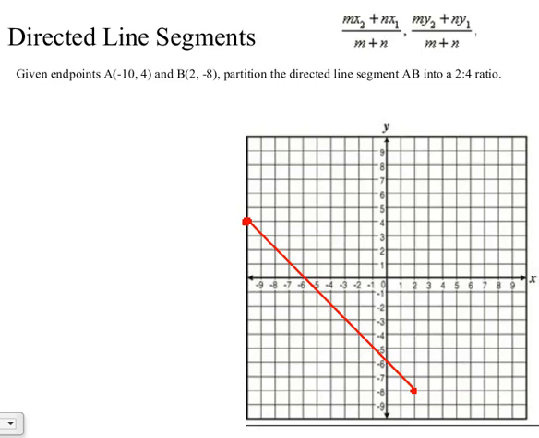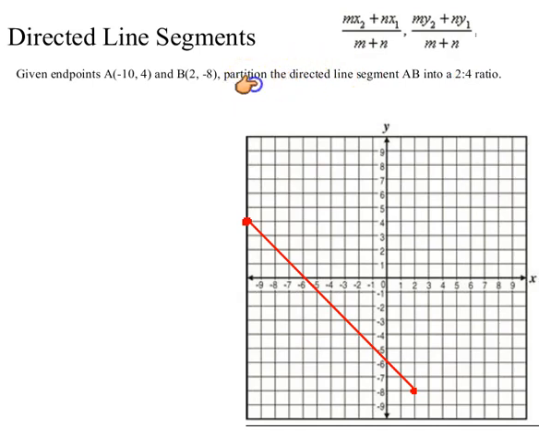Okay, this is a tutorial on how to do directed line segments. It says, given endpoints A(-10, 4) and B(2, -8), partition the directed line segment AB into a 2:4 ratio. So what I want to start off with is, what are they talking about here?